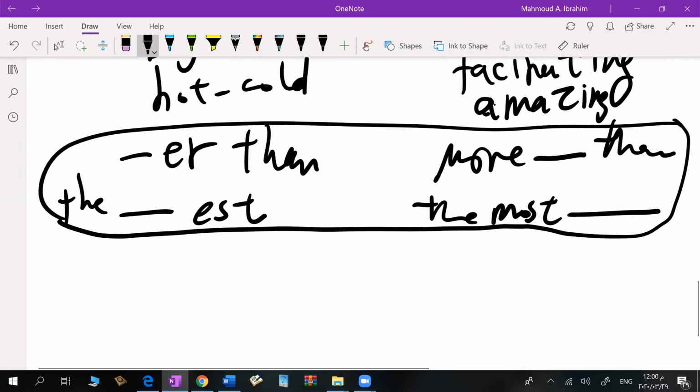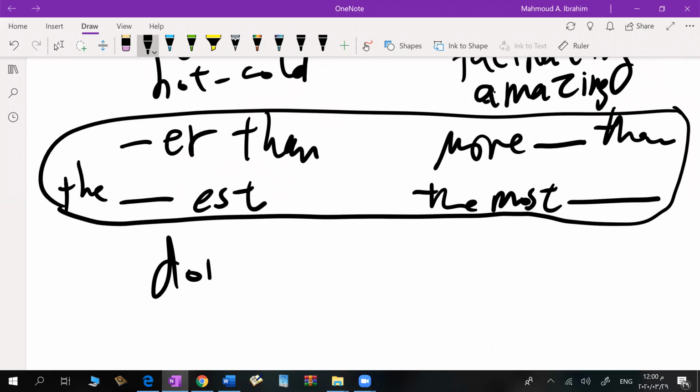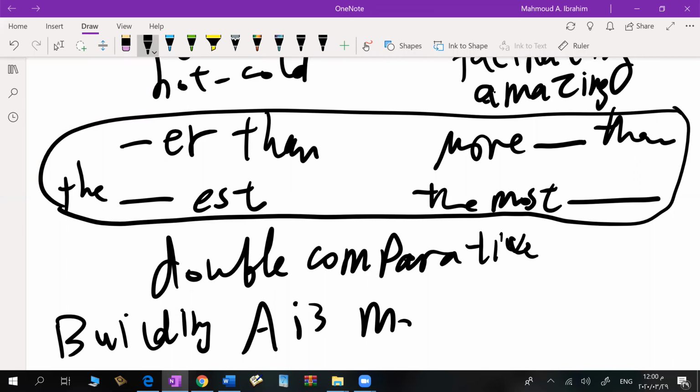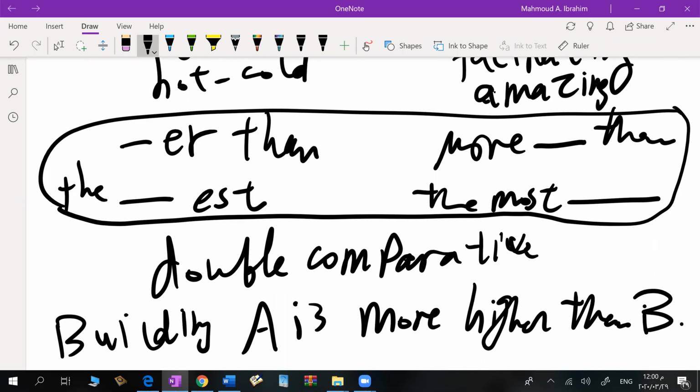But one mistake I always see here is something called double comparative or double superlative. What does that mean? For example, you can say building A is more higher than building B. What's wrong with this sentence? Can somebody tell me what's wrong with this sentence?